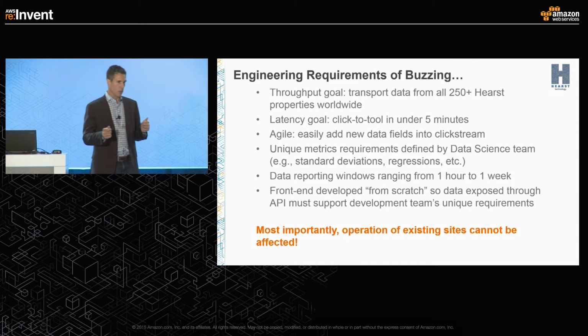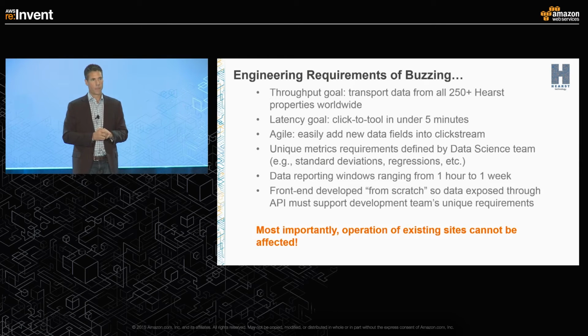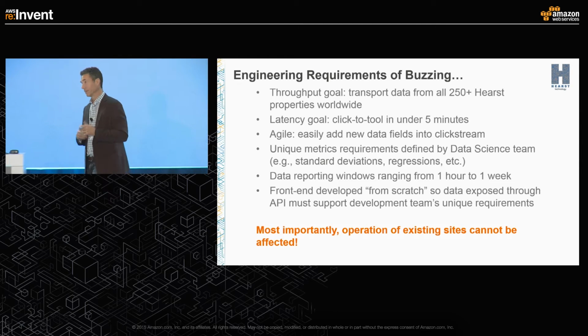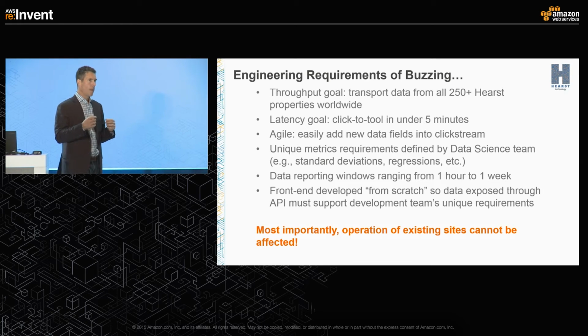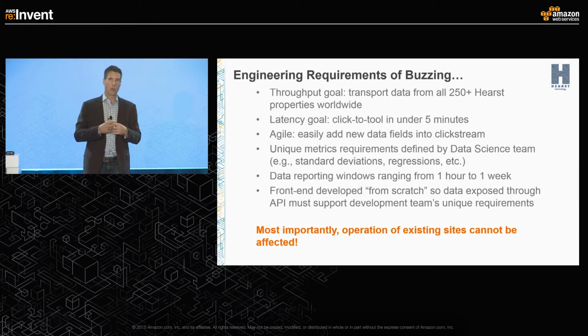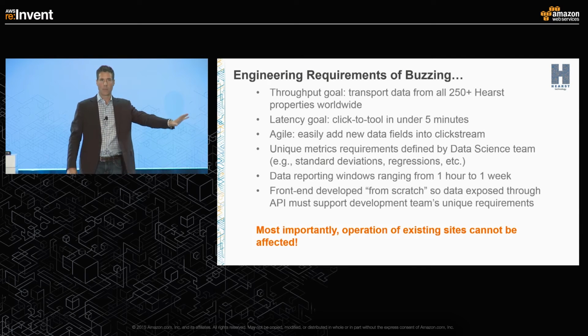We have a latency goal. We need to get it from click to tool in 5 minutes, and actually that requirement's down to 2 minutes now. So that's how fast you can get $1. It's the latency. It needs to be agile. The pipeline needs to be able to be quickly changed if we add some variables or change things along the way.